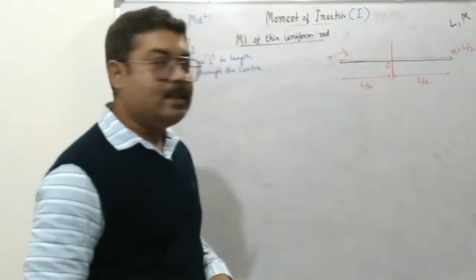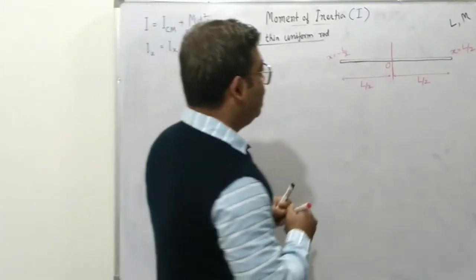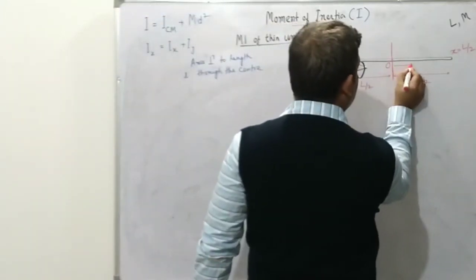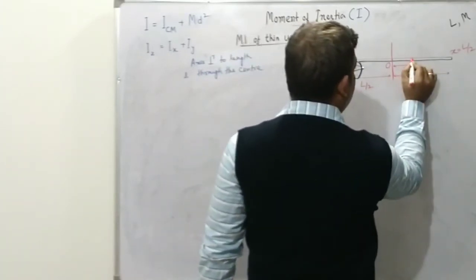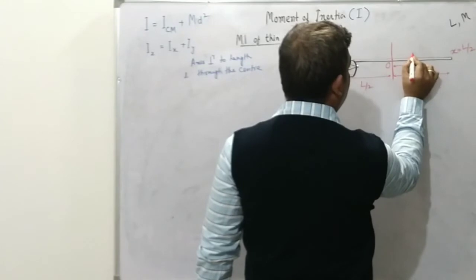Now let's say this is the case here. So how to find this? We can always say that at a distance of x from the center, we take a small element of length dx.